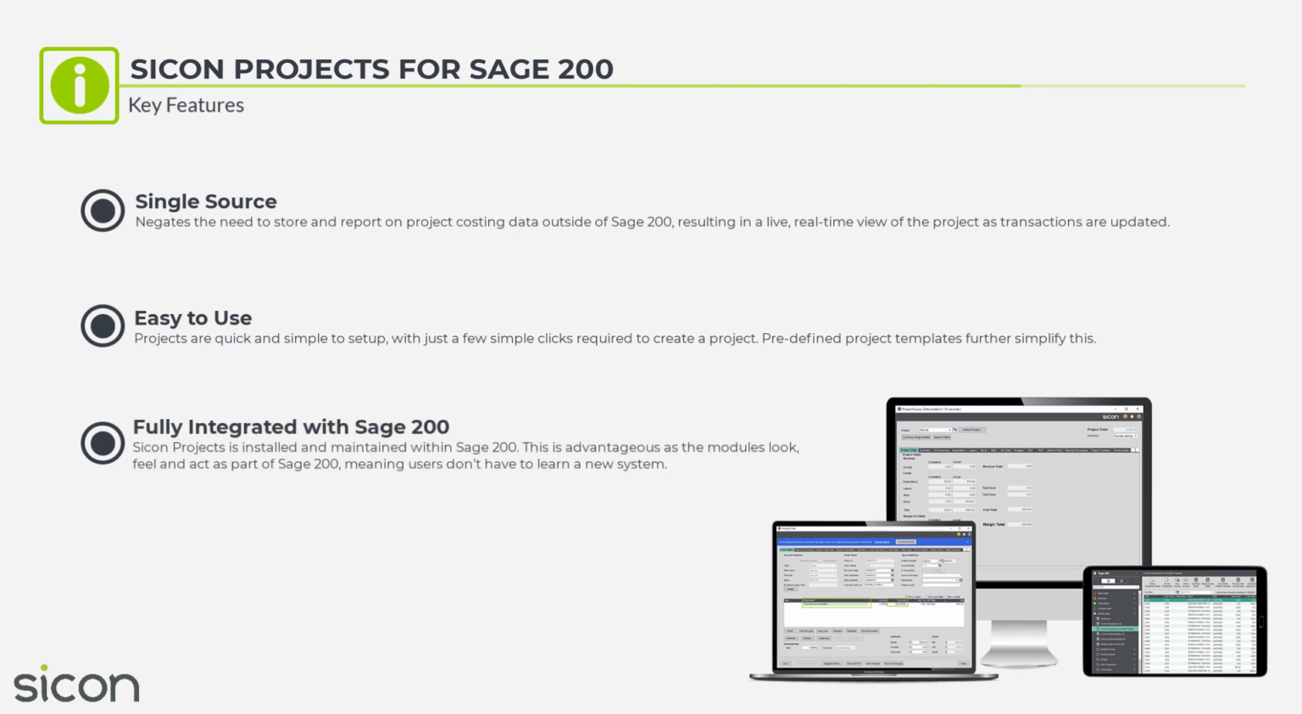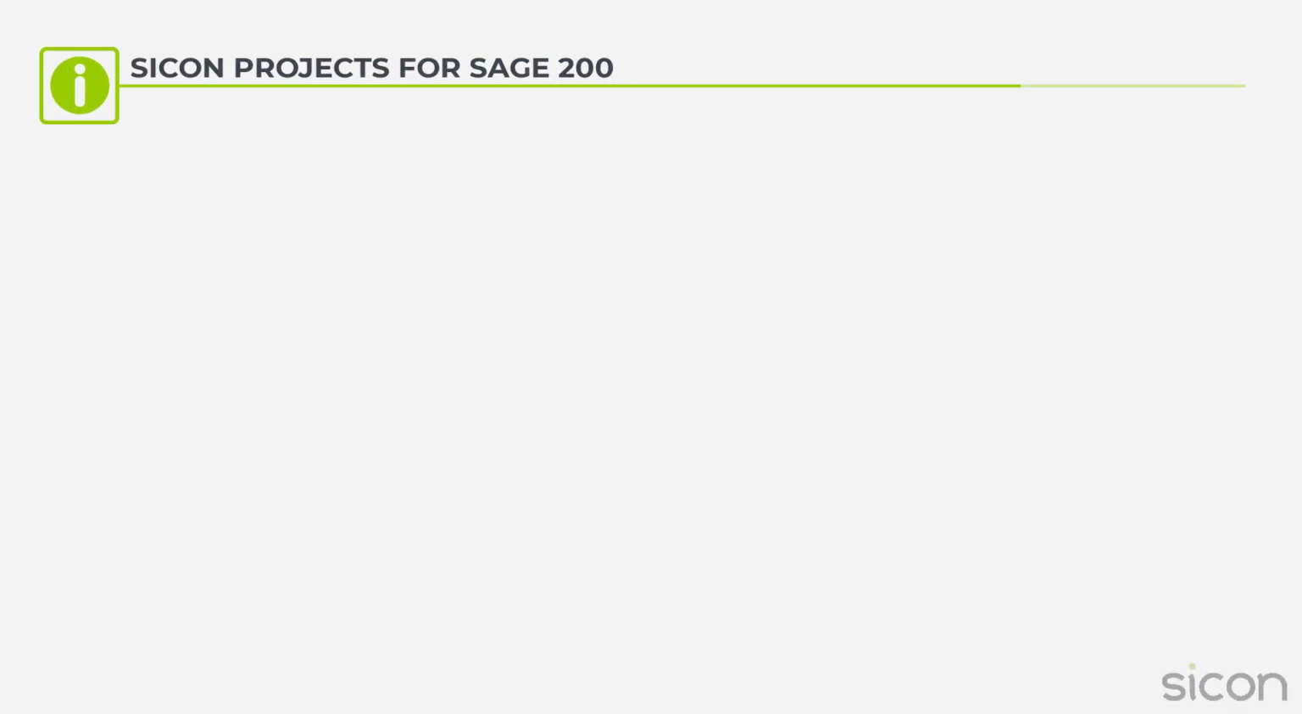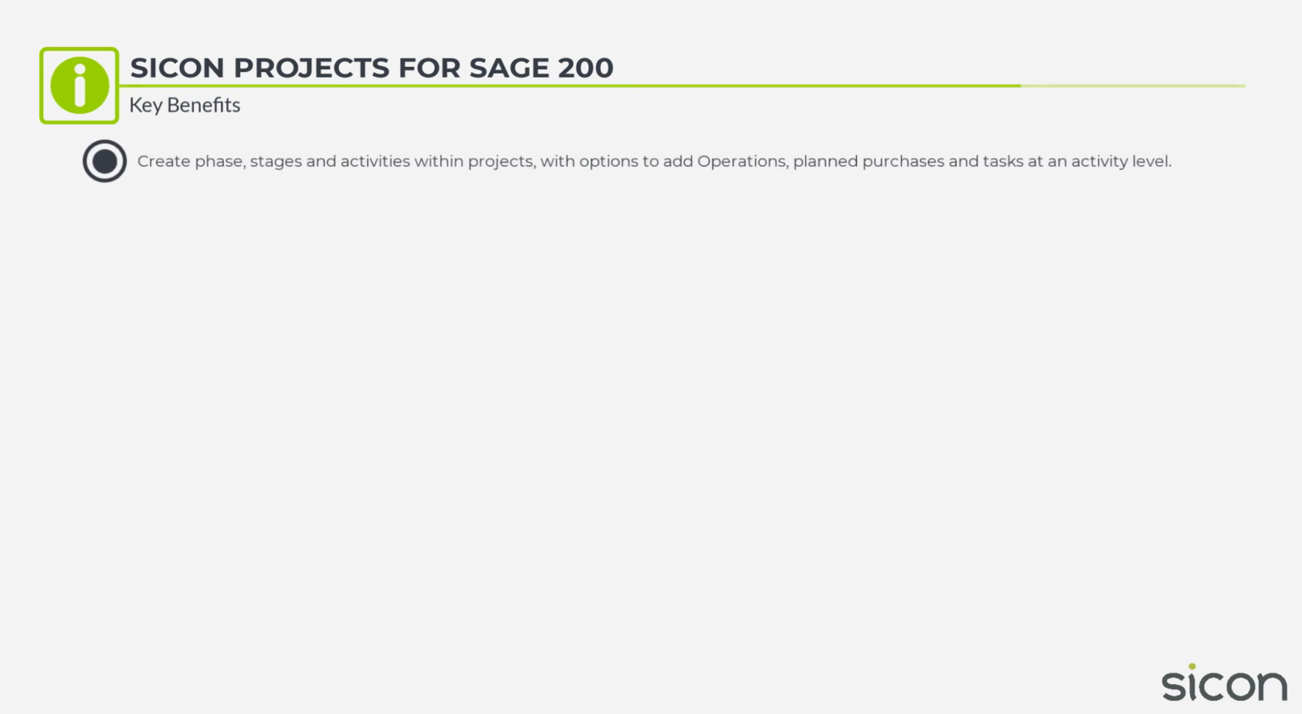Fully integrated with Sage 200. Sicon Projects is installed and maintained within Sage 200. This is advantageous as the modules look, feel and act as part of Sage 200, meaning users don't have to learn a new system. Key benefits: create phases, stages and activities within projects, with options to add operations, planned purchases and tasks at an activity level.